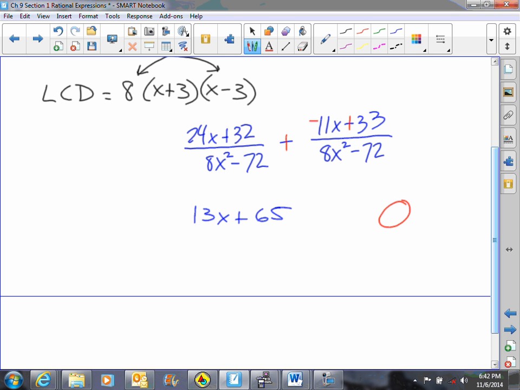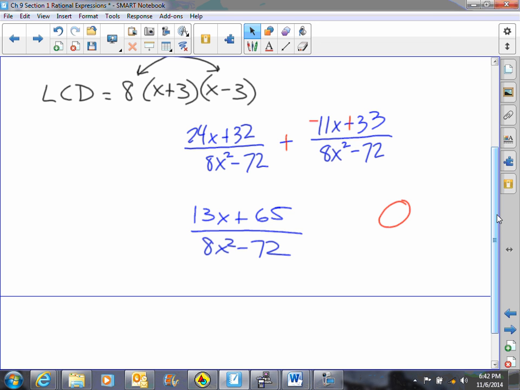And that's all over 8x squared minus 72. Now, the numerator does actually factor into 13 times x plus 5, but the factors of the denominator are 8, x plus 3, and x minus 3, so the fraction doesn't simplify any farther. So that would be the answer to that question.